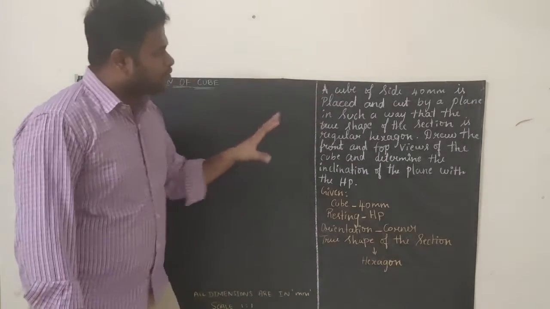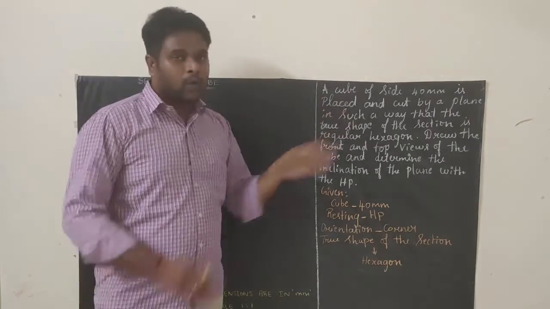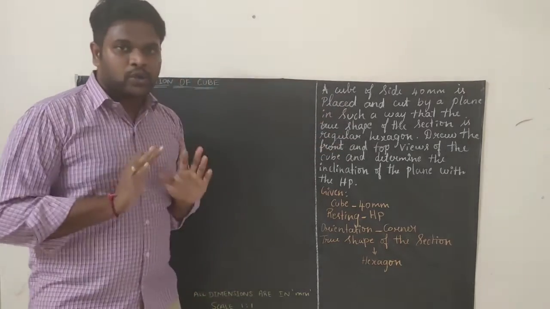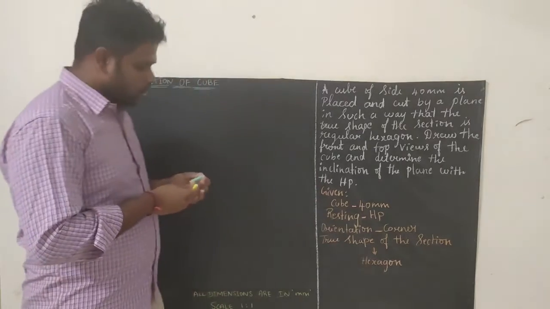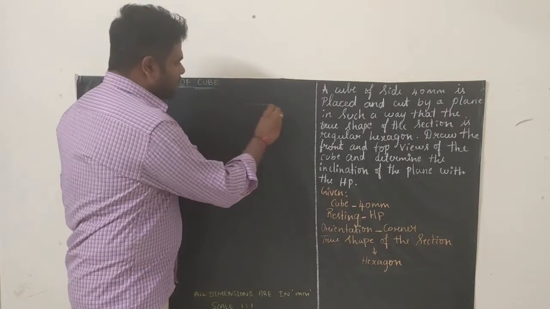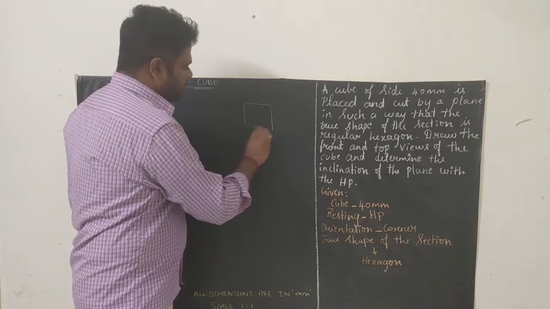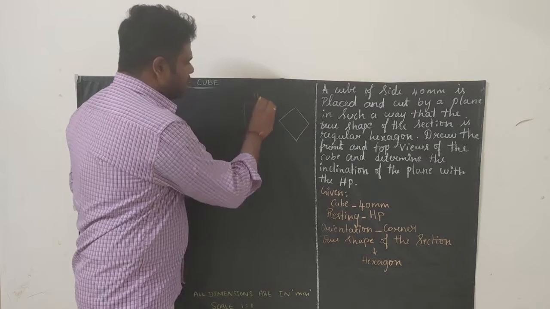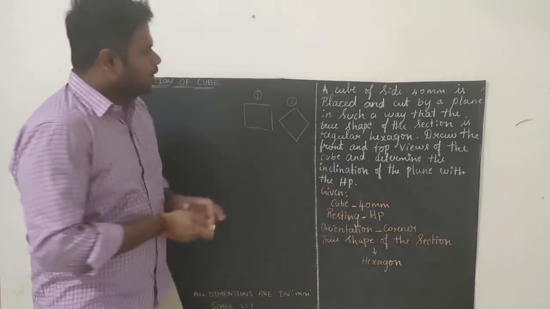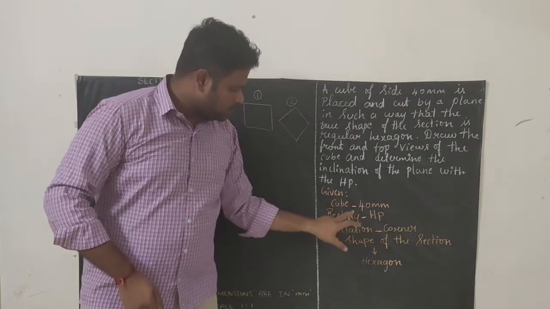A cube of side 40 mm is placed. So what kind of solid are we going to draw? We are going to draw a cube. Cube means the base diagram will be a square, as you know very well. So the base diagram which we are going to draw will be a square. We can draw either this way or this way. Either type we can choose. Side 40 mm.